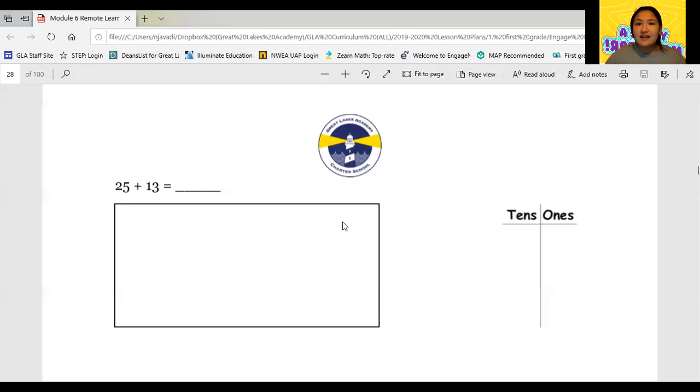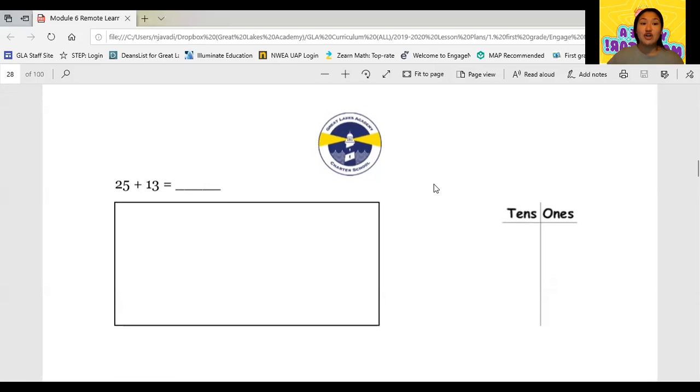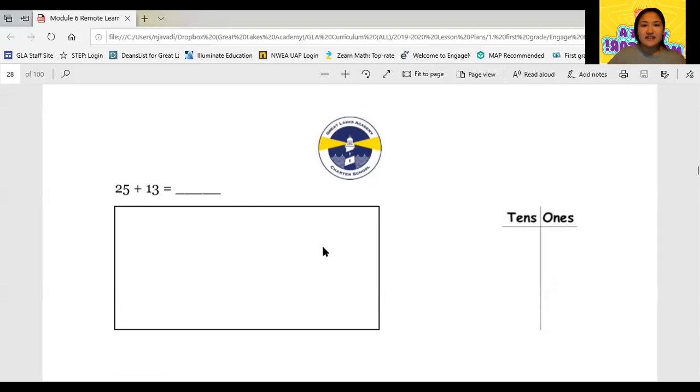Nice job. Today we are going to continue practicing adding 2-digit numbers, and we're also going to practice adding them vertically. So let's start with this problem right here. If you are working on a separate piece of paper, pause and write this problem on your page. Let's read it together. 25 plus 13 equals blank. Pause and draw this problem using quick tens and ones.